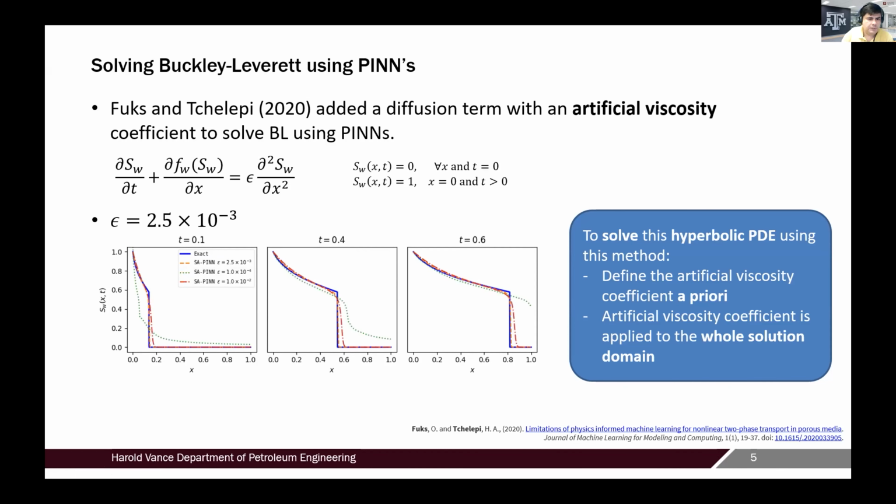And in case you choose the artificial viscosity wrong, you can see that the methods fail completely. If you choose a large value, you have a smoother shock front, that's this red curve here. If you choose a smaller value, that is the green line, you see that the method fails completely to capture the shock front in all the solutions.